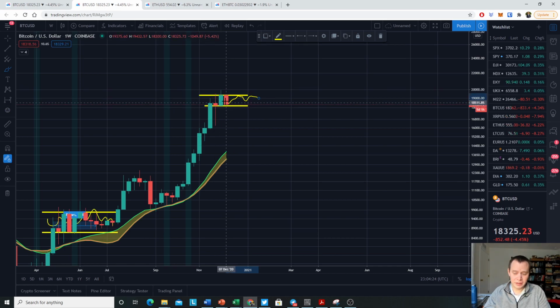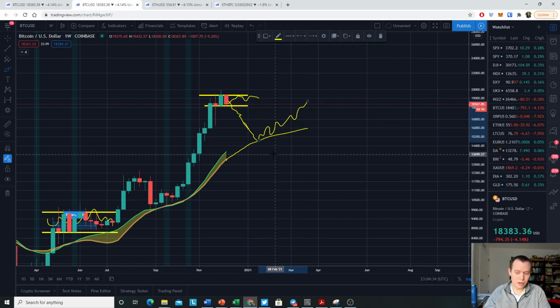If, on the other hand, we move back down and test the 20-week, which we know we're going to test at some point, right? We know we're going to test it. If this happens and then we bounce off of it, then altcoins will still bleed against Bitcoin. Unfortunately, we always talk about the risks associated with holding altcoins.